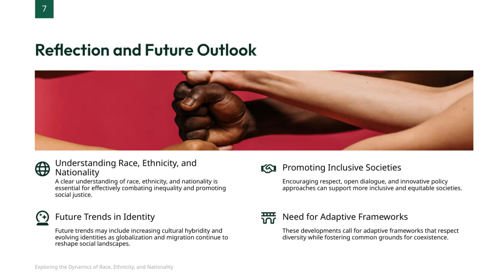When we think about race, ethnicity, and nationality, it's crucial to have a clear understanding of what each term means. This clarity is a foundation for addressing inequality and advancing social justice in meaningful ways. Building on that, promoting inclusive societies depends on fostering respect and encouraging open dialogue among diverse groups. Innovative policy approaches can also play a significant role in creating fairer and more welcoming communities.